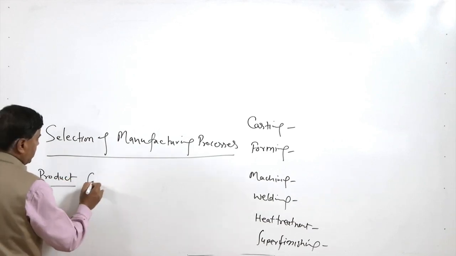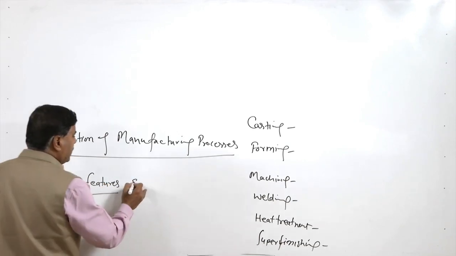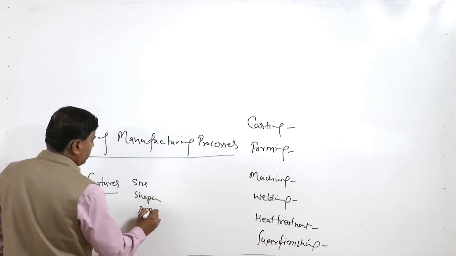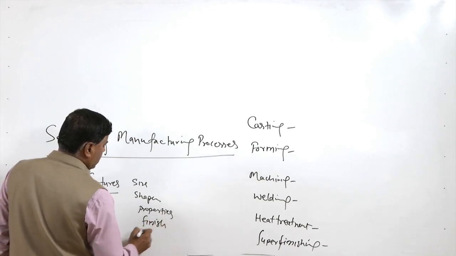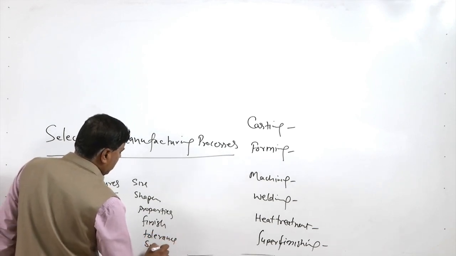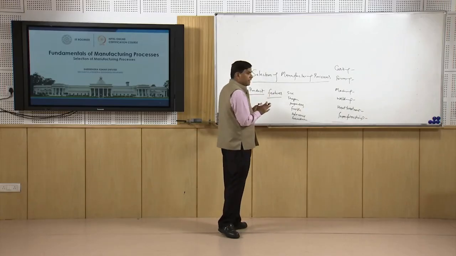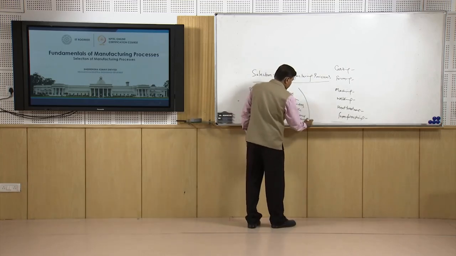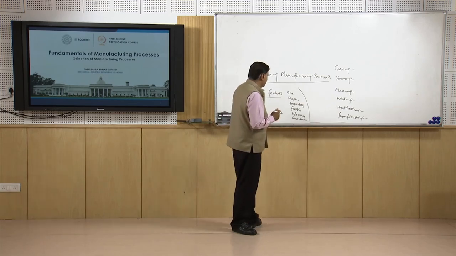One is the product features. Features which are related with the size, shape, properties, finish, tolerance, soundness or the acceptance level. So, the product related features are very wide, as these will be determining how successfully and how effectively the product can serve the purpose for which it has been made.